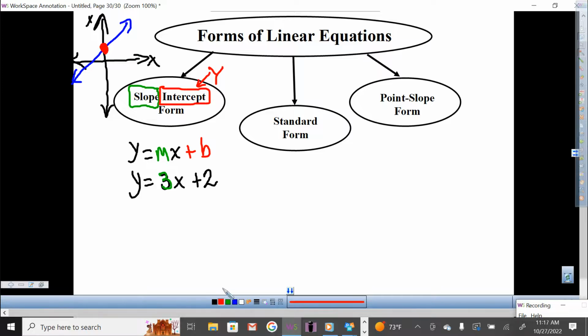Therefore, tell your neighbor the Y-intercept. What is the Y-intercept? Yeah, positive 2. The positive 2 is the Y-intercept. That means that whatever line I graph, it's going to cross through what number of the Y-axis? Positive 2. Copy that really quick. I'll give you some time.